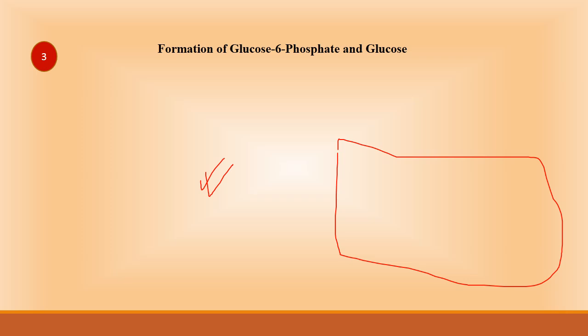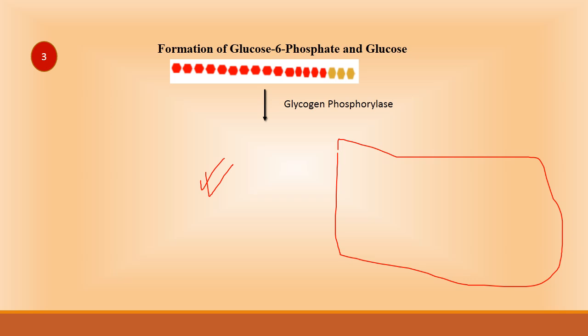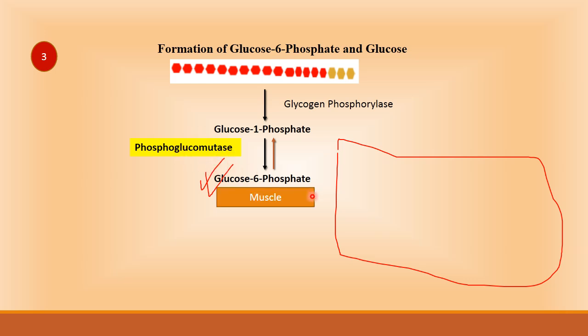Formation of glucose 6-phosphate and glucose. This deep branch glycogen will again be acted upon by the enzyme glycogen phosphorylase, and glucose 1-phosphate will be formed. Now, this glucose 1-phosphate will again be isomerized by a reversible reaction to glucose 6-phosphate, and phosphoglucomutase is the enzyme.